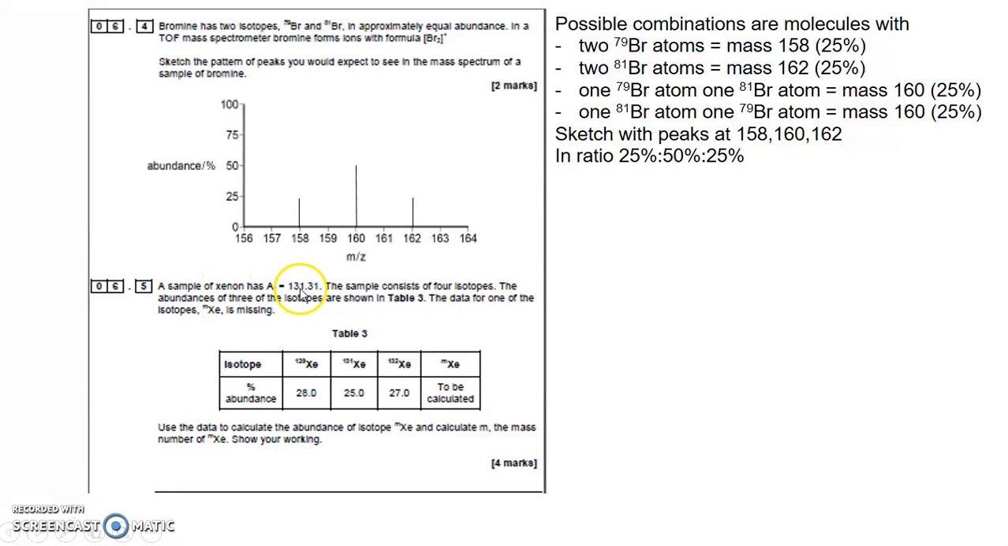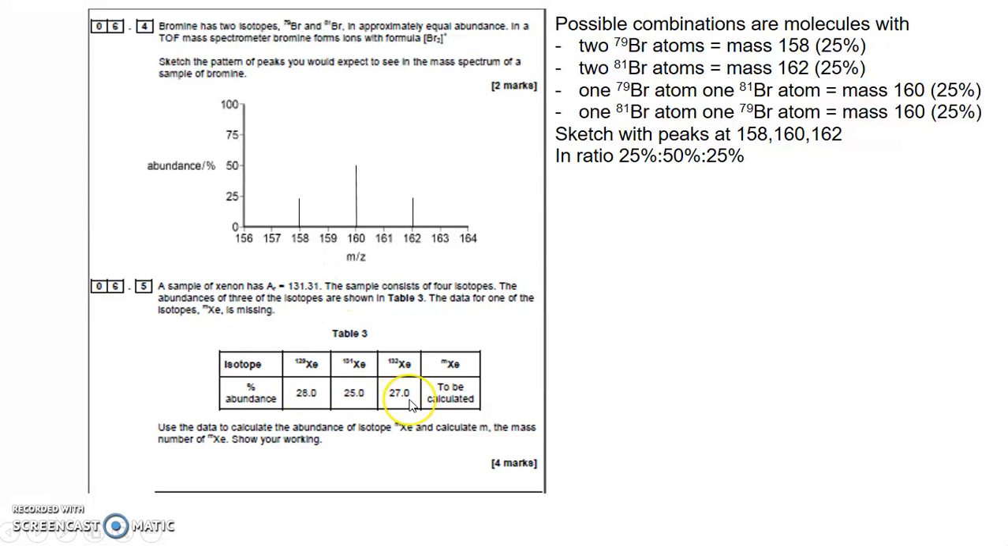Okay, a sample of xenon, mass 131.1, so that's the average. So when I work out the average from all of these different isotopes, the sample consists of 4 isotopes. The abundance of 3 isotopes are shown in table 3. The data for one of the isotopes is missing, so I've got to calculate what the percentage abundance is for this. So I know that the average of all 4 of them equals this.